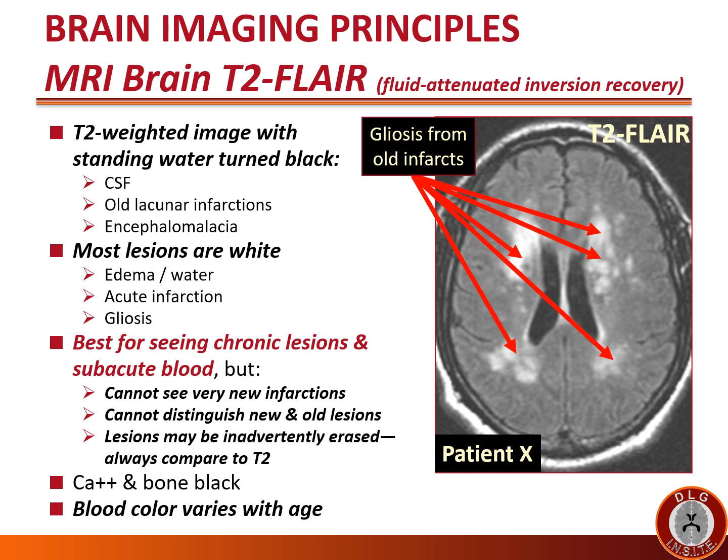In this T2 FLAIR image on this slide, one can see very clearly the multiple areas of gliosis from the old infarctions. And unlike on the previous slide from the same patient, patient X, where you saw a T2 weighted image, the CSF is black, so it's easier to distinguish lesion from CSF. But like T2, FLAIR cannot distinguish new and old lesions.